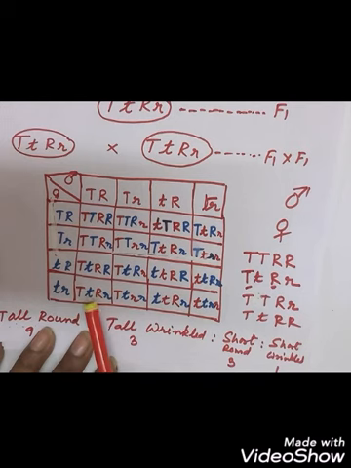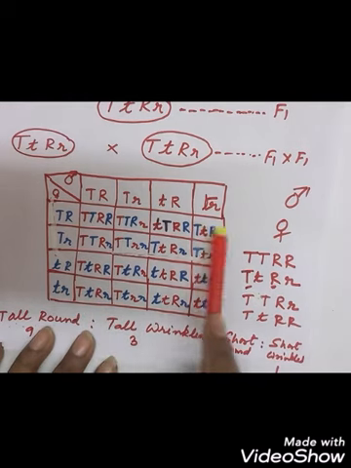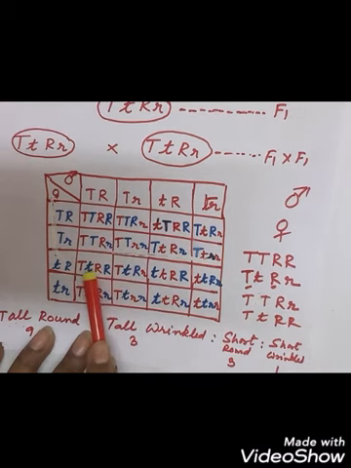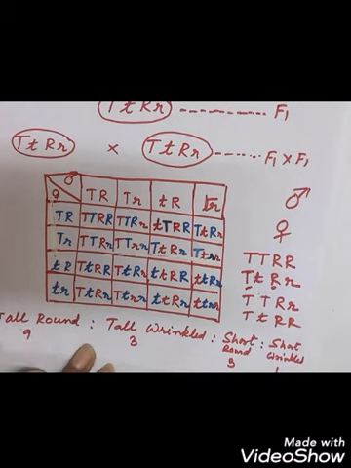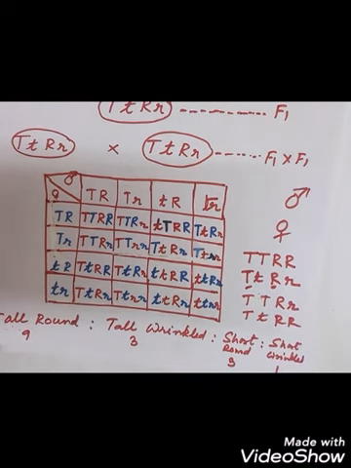Again here, capital T, capital R, small r. This is tall round. Rest 1, 2, 3, 4, 5, 6, 7, 8 and 9. So we get tall round as what? 9. Okay. How many tall round? 9. Then we find out the tall and wrinkled one.